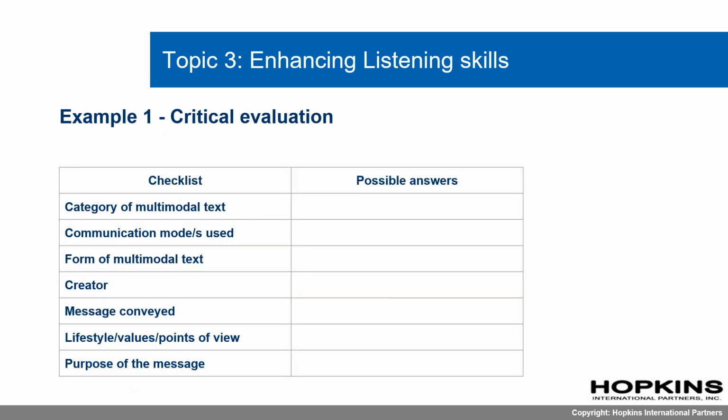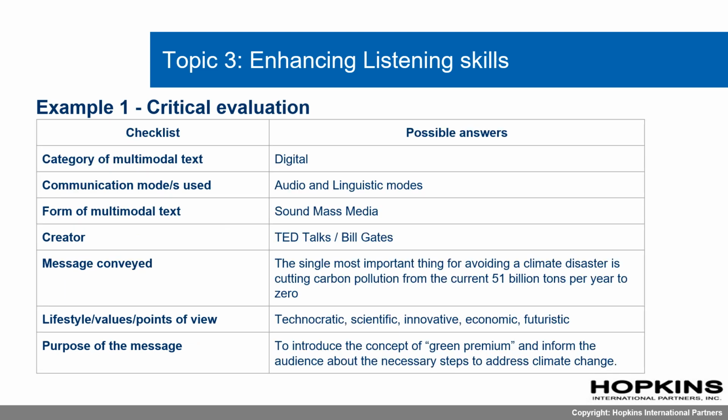We will be using this simple checklist to analyze the different multimodal texts. 1. Category of multimodal text. 2. Communication modes used. 3. Form of multimodal text. 4. Creator. 5. Message conveyed. 6. Lifestyle, values, and points of view. 7. Purpose of the message. Let's analyze the podcast using the checklist we created.